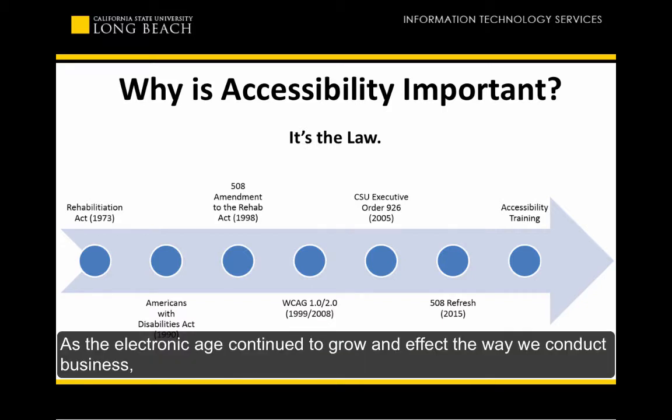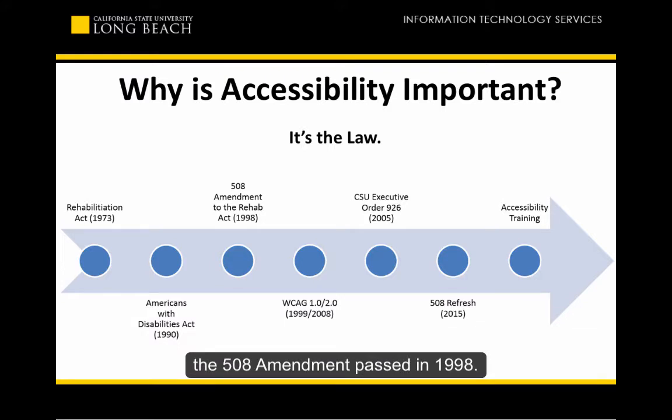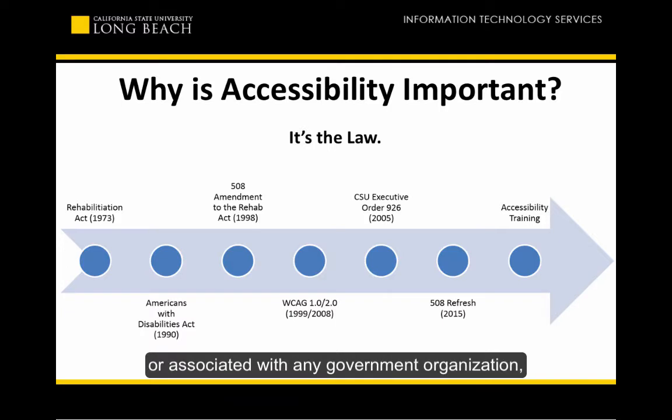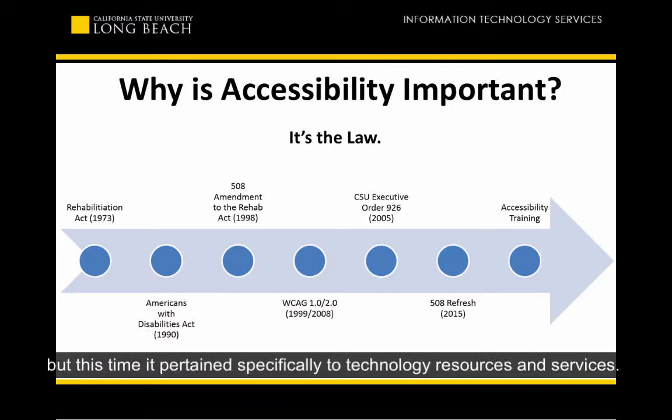As the electronic age continued to grow and affect the way we conduct business, the 508 Amendment passed in 1998. This was an amendment to the original Rehabilitation Act of 1973 and guaranteed certain basic civil rights to people working for or associated with any government organization, but this time it pertains specifically to technology resources and services.